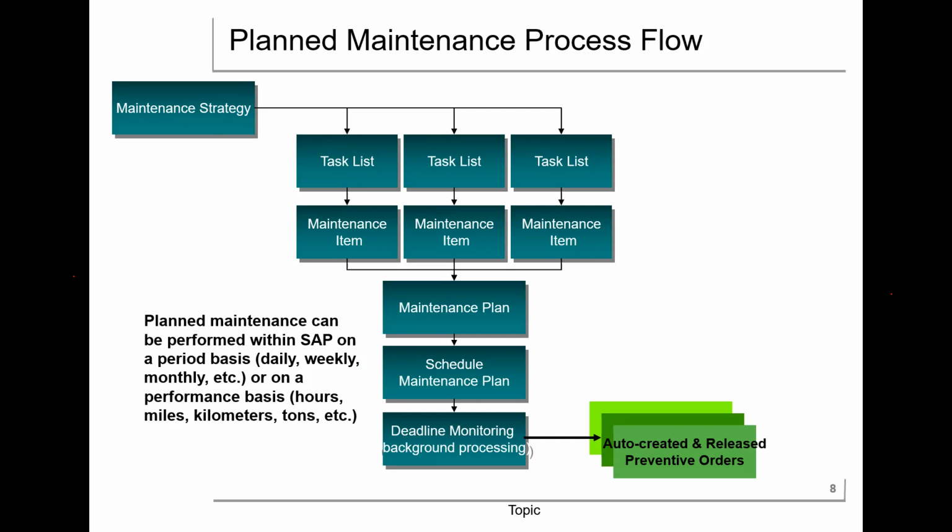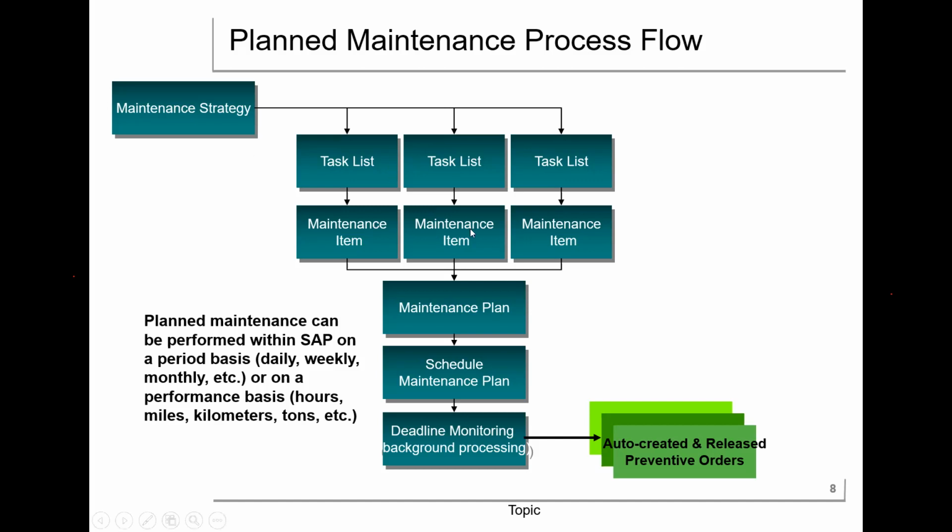What is the task list? Task list is the maintenance operations. Same example: you are doing a replacement of the shaft for the motor. Now, what is the operation you are doing? You are doing a replacement of shaft. So that is the operation, and that is called the task list.